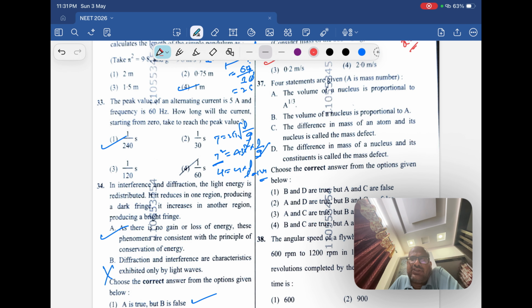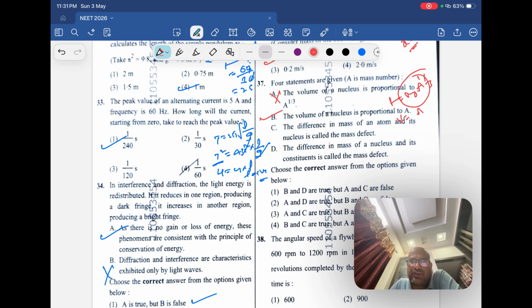Statement A, for a mass number, I mean nuclear physics, I think. Volume of a nucleus is proportional to A power 1 by 3. R formula is R naught A power 1 by 3. Volume is 4 by 3 pi r cube. If you do r cube proportional to A, so this answer is wrong. Volume of a nucleus proportional to A, this is right.